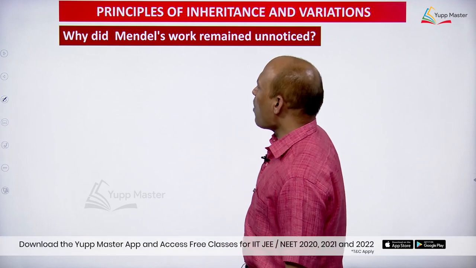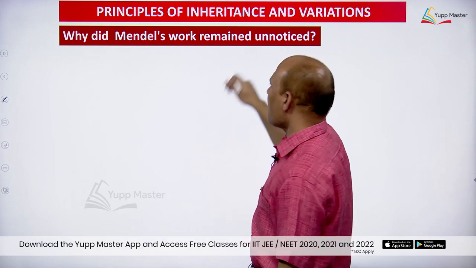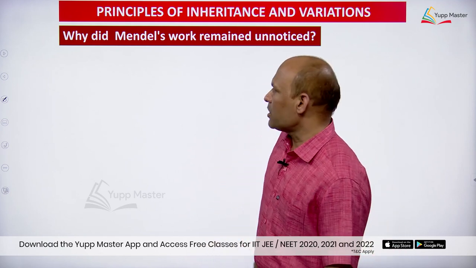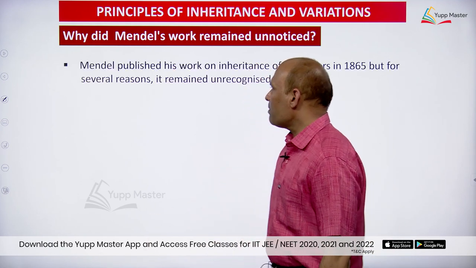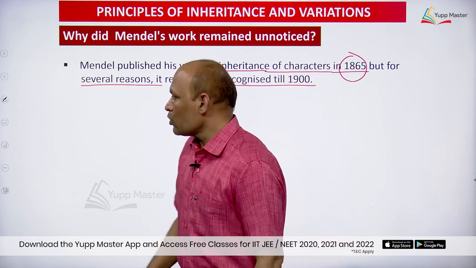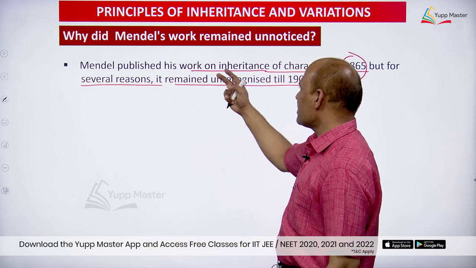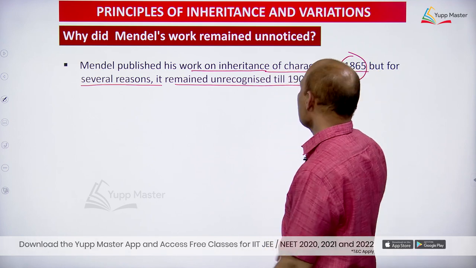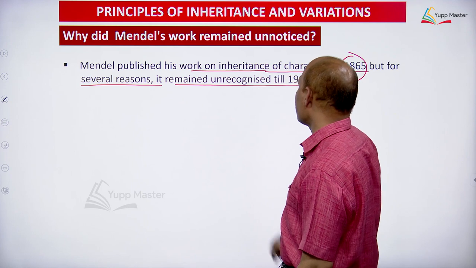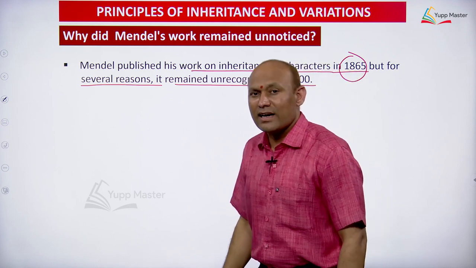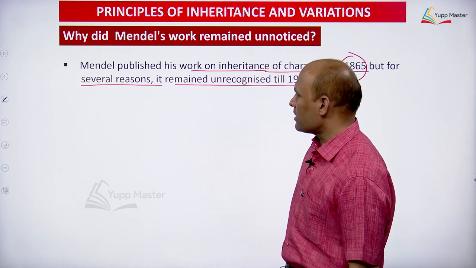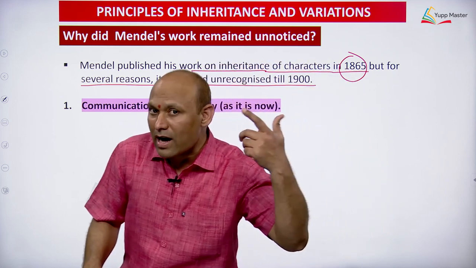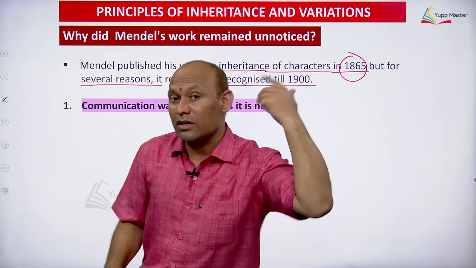Let us see why Mendel's work remained unnoticed. This is a statement in NCERT. Mendel published his work on inheritance of characters in the year 1865, but for several reasons, it remained unrecognized until 1900. What are the reasons why Mendel's work remained unrecognized?